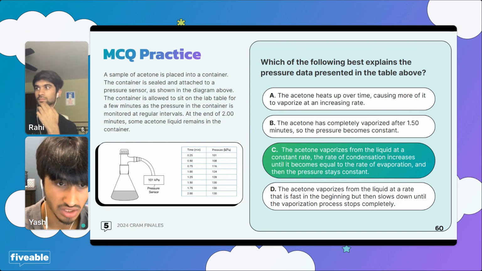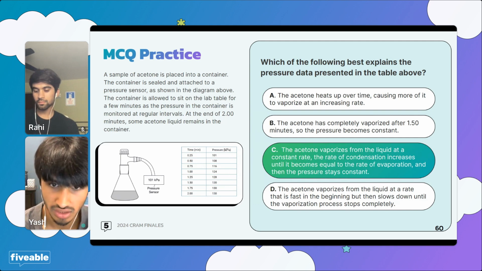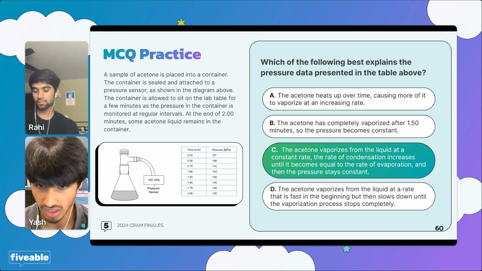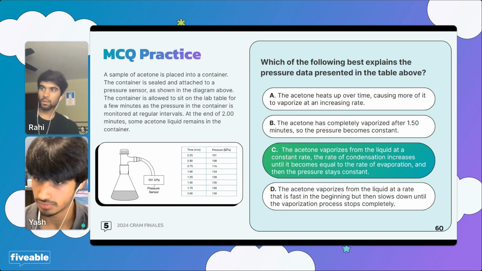B is incorrect because not all of the acetone vaporizes. The question explicitly says some acetone liquid remains in the container. C is correct because we just explained. And D is not correct. Remember, because we have dynamic equilibrium, at equilibrium, even though the concentrations are no longer changing, the reaction is still occurring. The rate of the reaction is non-zero.